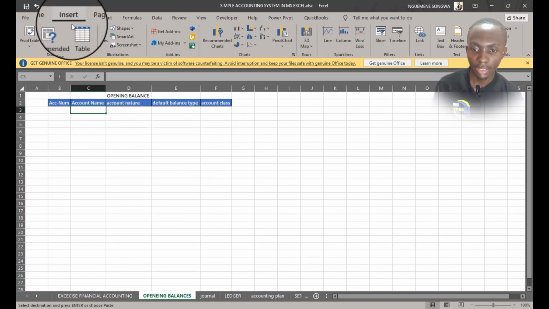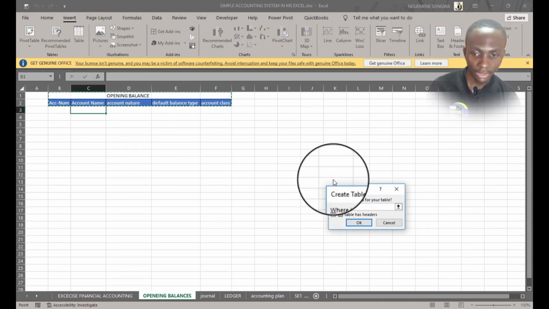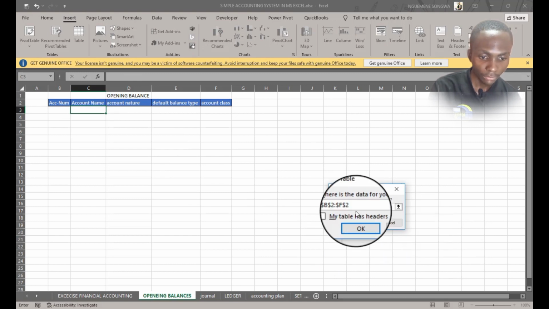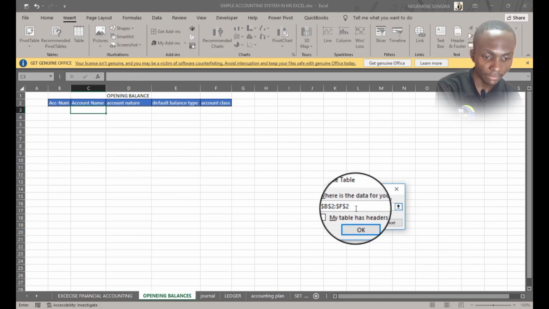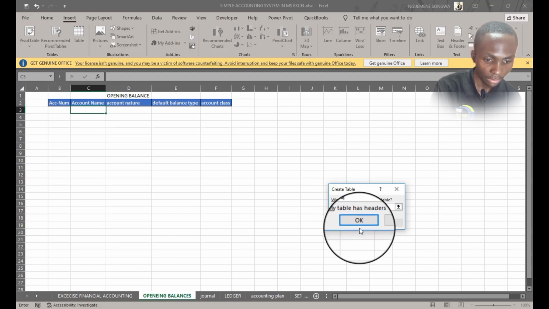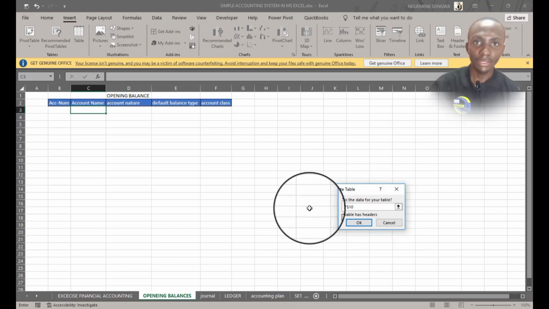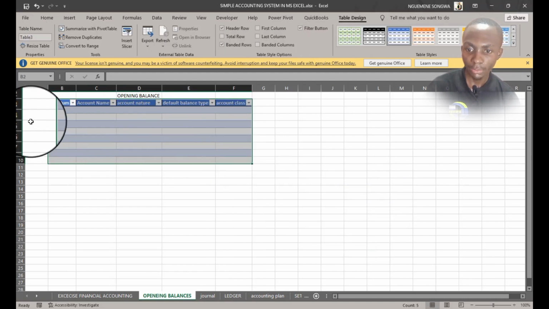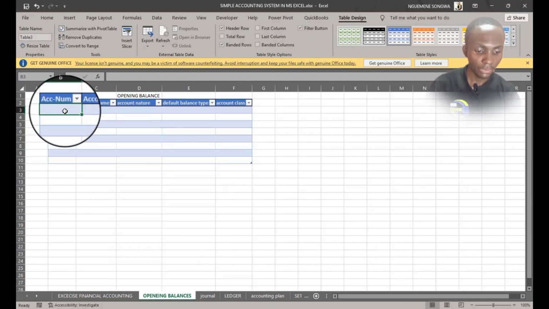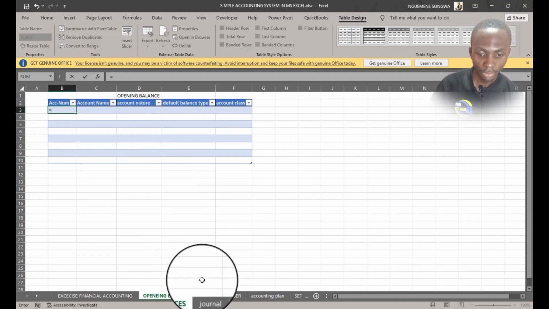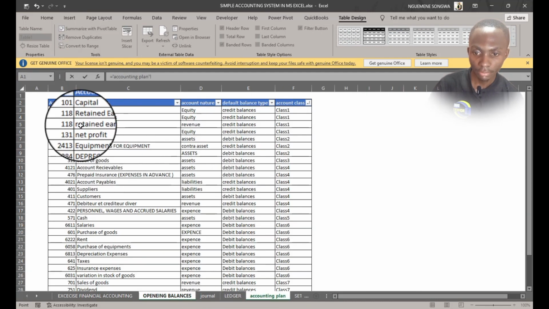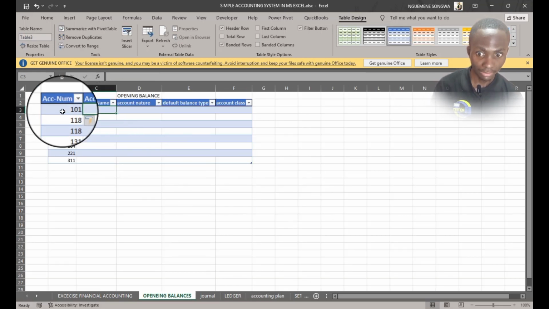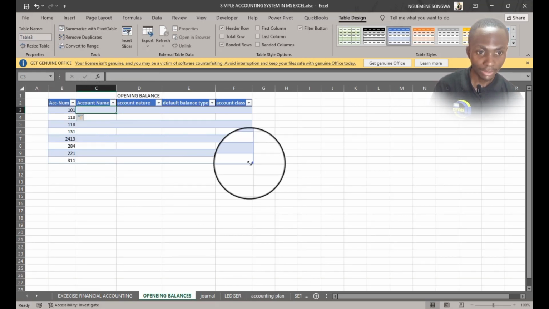So I come to insert, I insert a table. My table starts from B2. I will say from B2, and I'll add it to F3, for example, or F10. This is where I specify the size of my table. So I'm saying my table has headers and I take okay. So that's the table. So I'll come in this cell and I'll say let this cell be equal to what is at the level of the accounting plan here, so that anything that is in that cell will always be in this cell.